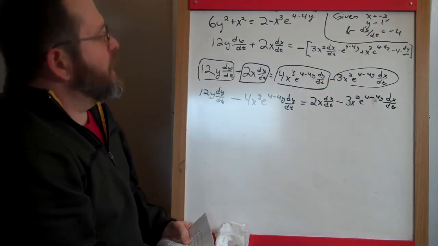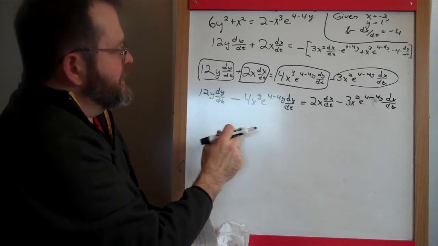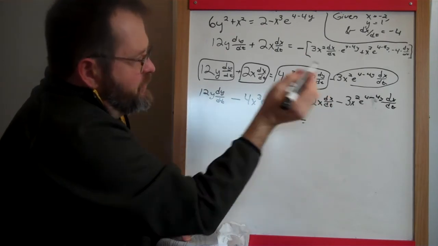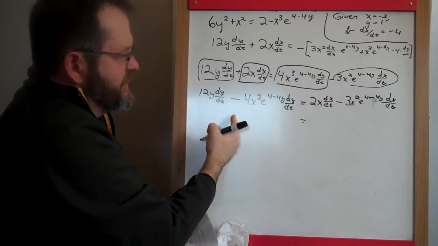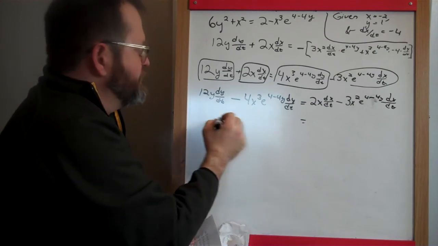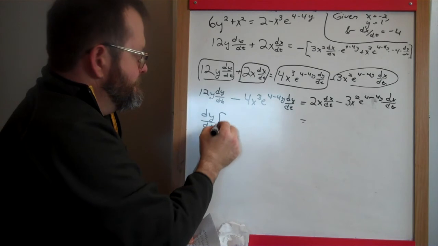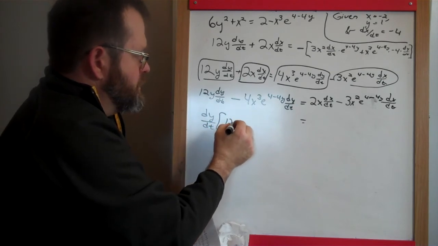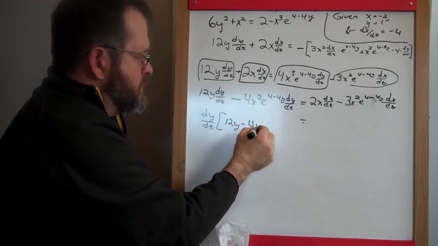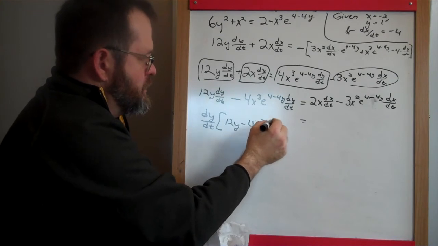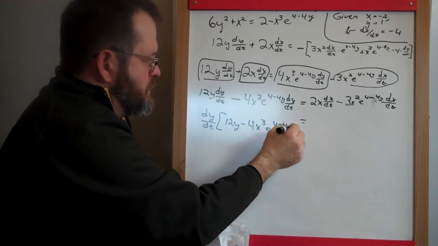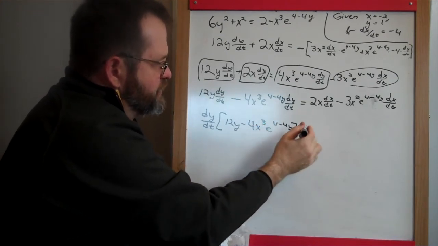We'll leave the right-hand side of the equation alone for right now. On the left-hand side of the equation, let's just factor out that dy/dt, because all the terms have that in common. And that's just equal to what we had before.